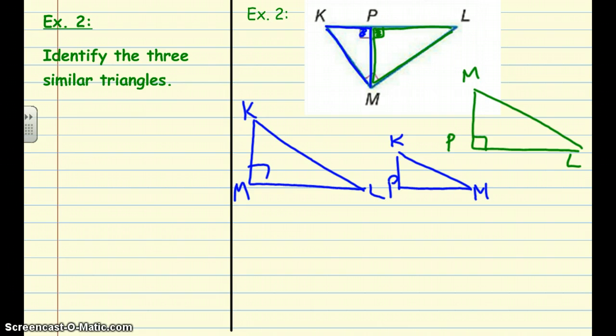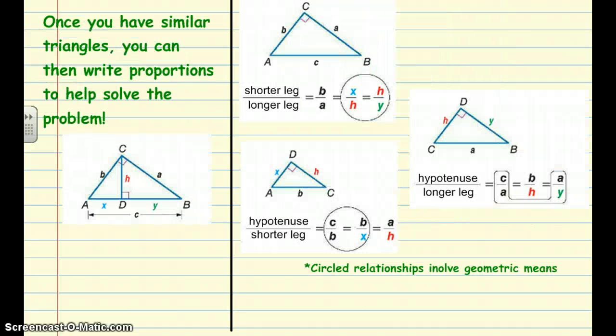So what we can say by theorem 8.1 is that triangle KML is similar to triangle KPM and is similar to triangle MPL. And so not only can we find similar triangles, but we can then use that idea to write proportions to help us solve the different problems.